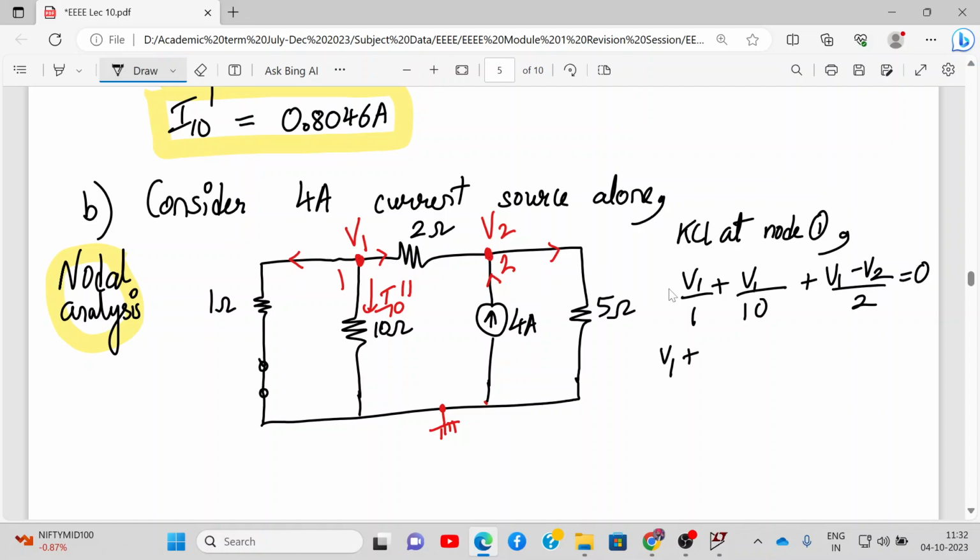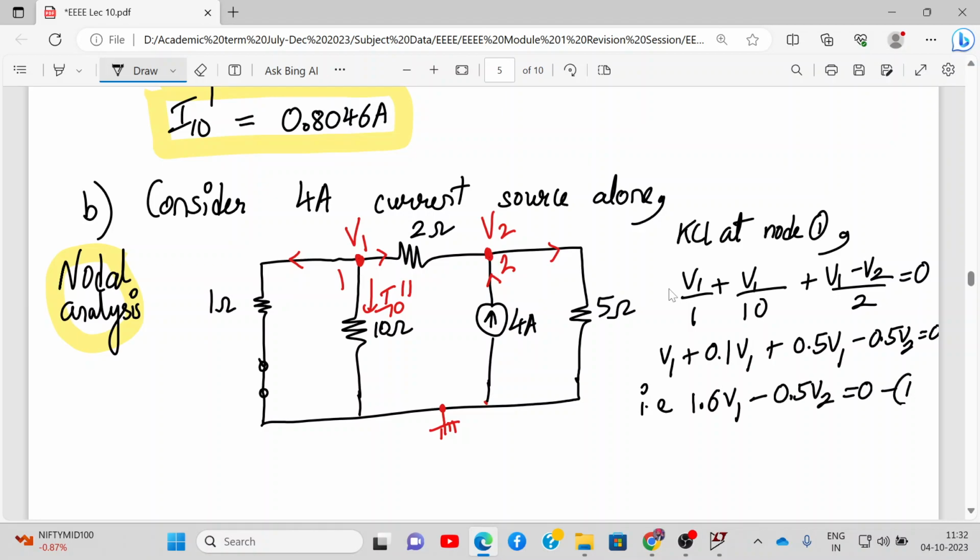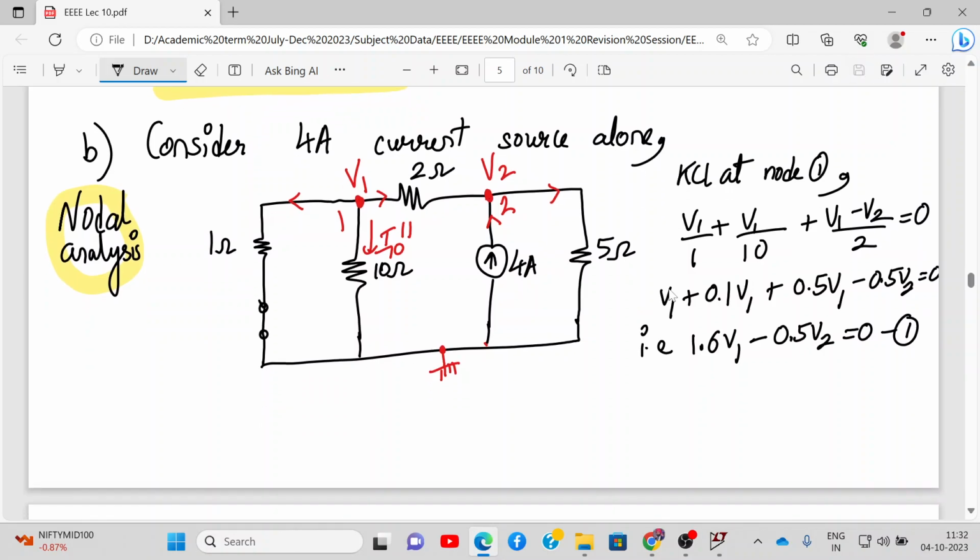So we'll write V1. Don't take the LCM, we'll directly solve fractionally. So this will be 1 V1 plus 0.1 V1 plus 0.5 V1 minus 0.5 V2 is equal to 0. We'll simplify it further. What do we get? 1.6 V1 minus 0.5 V2 is equal to 0. Let's call this equation number 1. Okay, I hope you have understood how we have applied KCL at node 1.